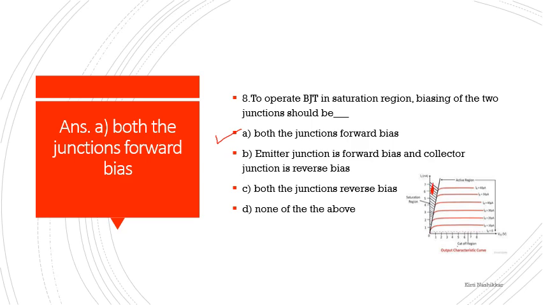In cutoff region, both the junctions are in reverse bias, whereas in active region, the input section of BJT is forward and output section is reverse biased. So that's why the correct answer for saturation region is option A.